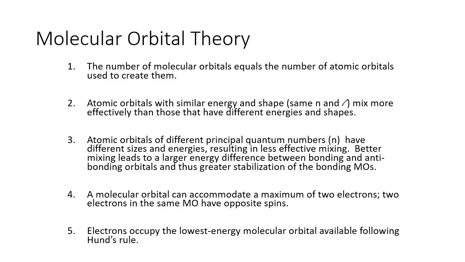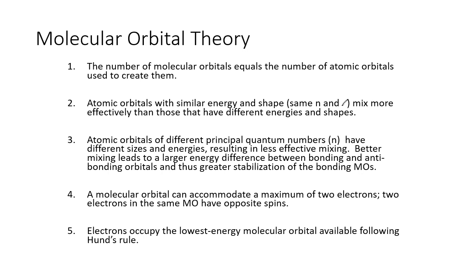Let's go over the basic assumptions of molecular orbital theory. 1. The number of molecular orbitals equals the number of atomic orbitals used to create them. So this is analogous to valence bond theory, where the number of atomic orbitals was equal to the number of hybrid orbitals. 2. Atomic orbitals with similar energy and shape, same n and l, principal quantum number and angular momentum quantum number, mix more effectively than those that have different energies and shapes.